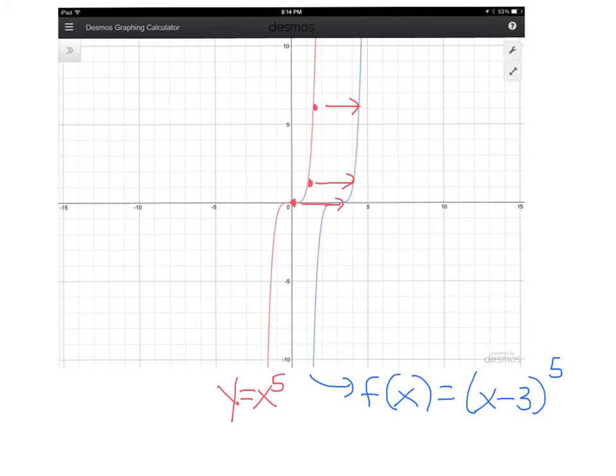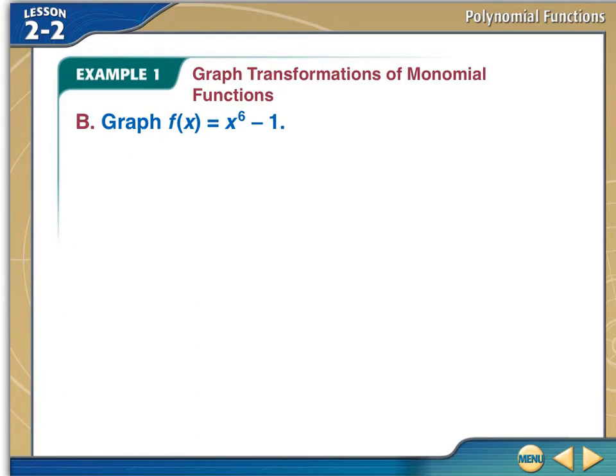Okay, so our translation here is 3 units to the right, and all you're asked to do is graph the function. You can use your table of values to graph your function and plot exact points. So go ahead and graph both the parent function and the transformed function on the same axes, like I have shown here.